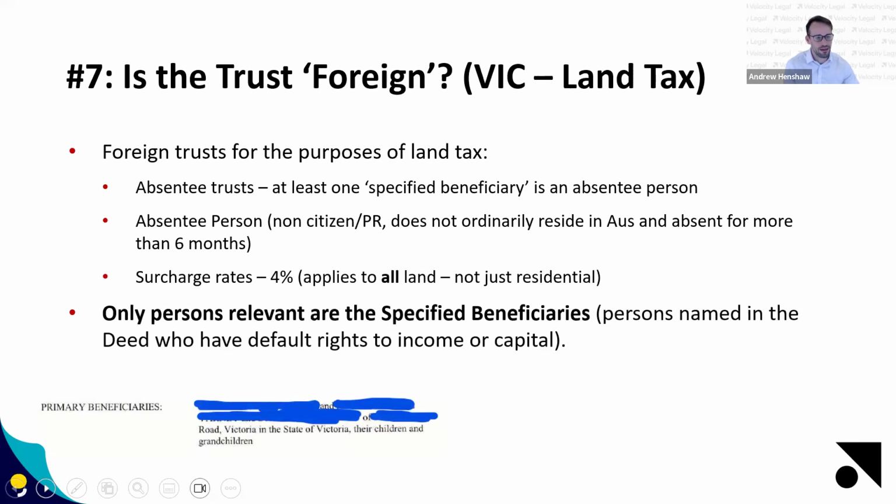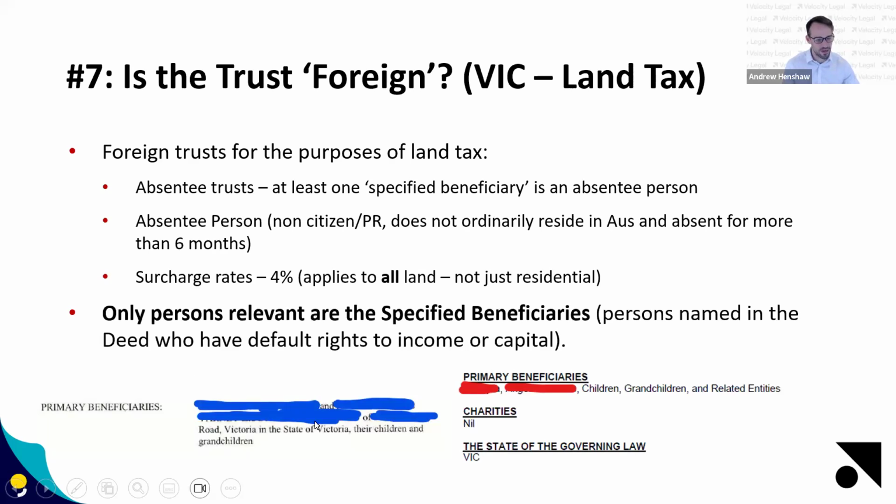So I've just put in two different excerpts from recent deeds I've looked at. The one on the left with the blue, Mr. and Mrs., their children and grandchildren are all primary beneficiaries. So it's not just two people. You've got to ask the question of all those people, do any of them fall into the category? And then this other deed on the right that I saw recently, Mr. and Mrs., children, grandchildren, and related entities for some reason are primary beneficiaries. So that's unusual, but again, you read the deed, don't assume anything until you've read it.